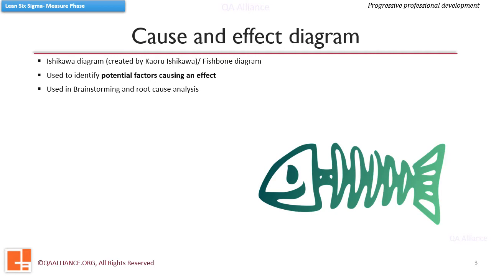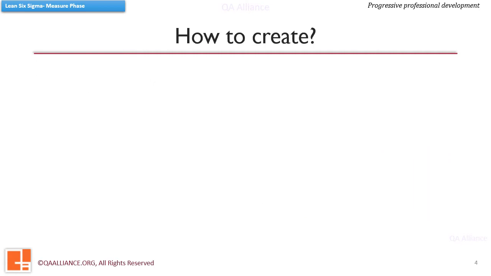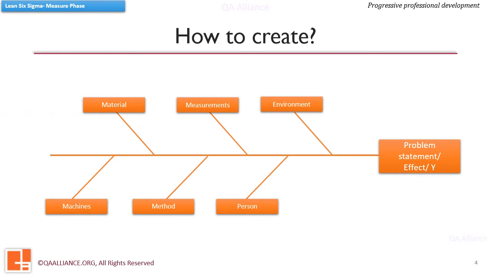Now let us see how we can do this exercise. First we need to define clearly the effect for which causes must be identified. We put that effect, or the y, at the right-hand side. In a group we brainstorm to identify possible causes, or the x's. With a central line, major areas of causes are connected. It looks like a skeleton of fish, that's why it is called a fishbone diagram.